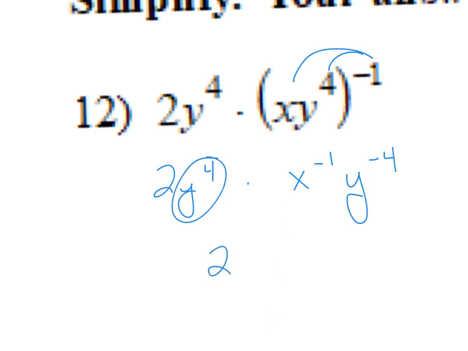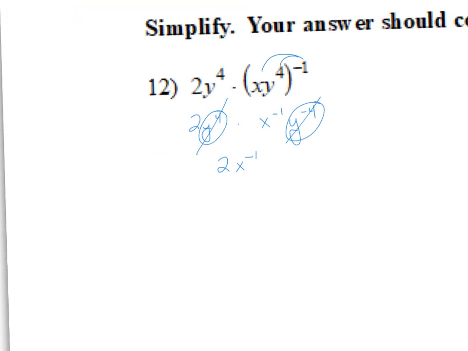Now, y to the 4th and y to the -4th, when I add those up, those actually cancel each other out. And so then I still just have x to the -1. Now, that x to the -1 does need to drop, so the 2 will stay on top, and x to the 1st will be on the bottom.